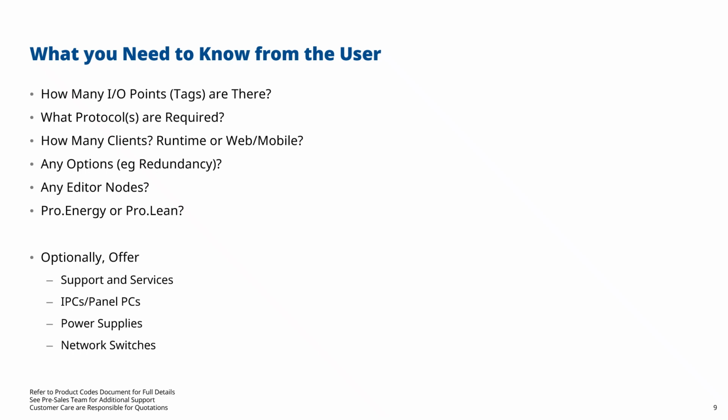Does the user want to do energy efficiency or OEE analysis, in which case we can offer Pro.Energy and Pro.Lean. Optionally, we can also offer support and services, IPCs and panel PCs, and maybe you'll need power supplies as well, possibly switches, and of course we also support the PLCs and I/O ranges. So you can refer to the product codes document for full details, or contact your pre-sales consultant team for additional support, and customer care can provide the actual quotation once you've determined what the part numbers are.